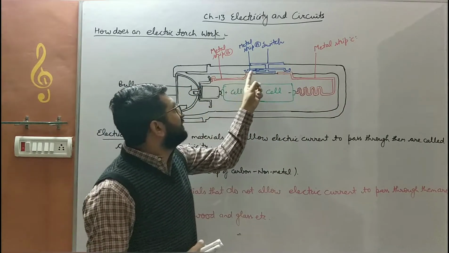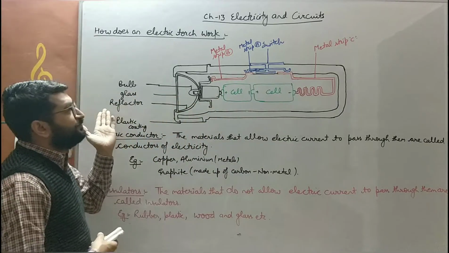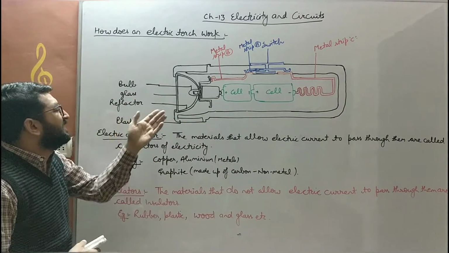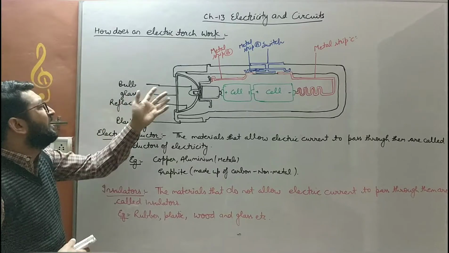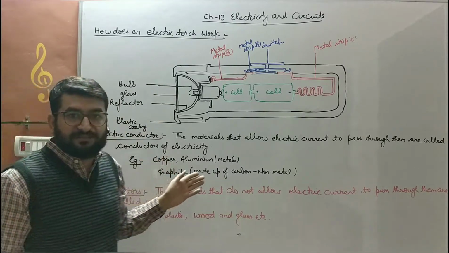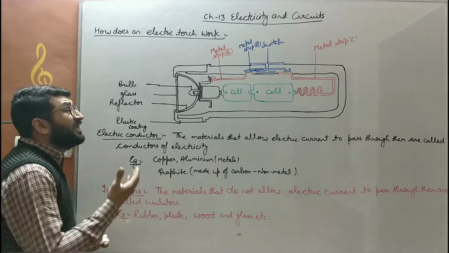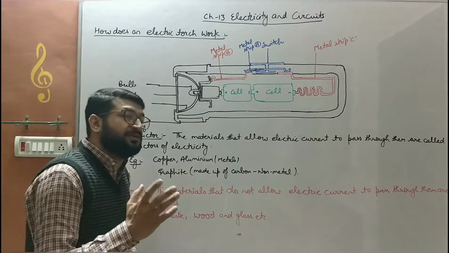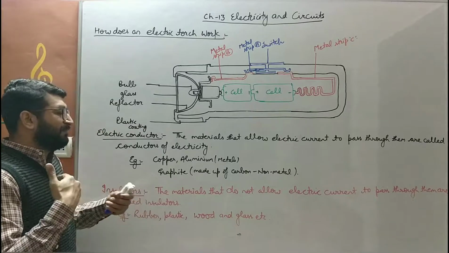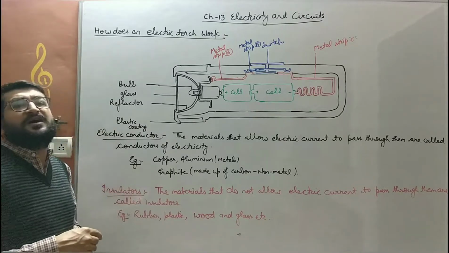And the electricity, when passed through it, the bulb will glow. The reflector will reflect the light, sends the light ray in the parallel form ahead, and this glass is divergent. And that's how we get a broader light in front of the torch. So that's how an electric torch works. Basically, it works on the completion and incompletion of the electric circuit.